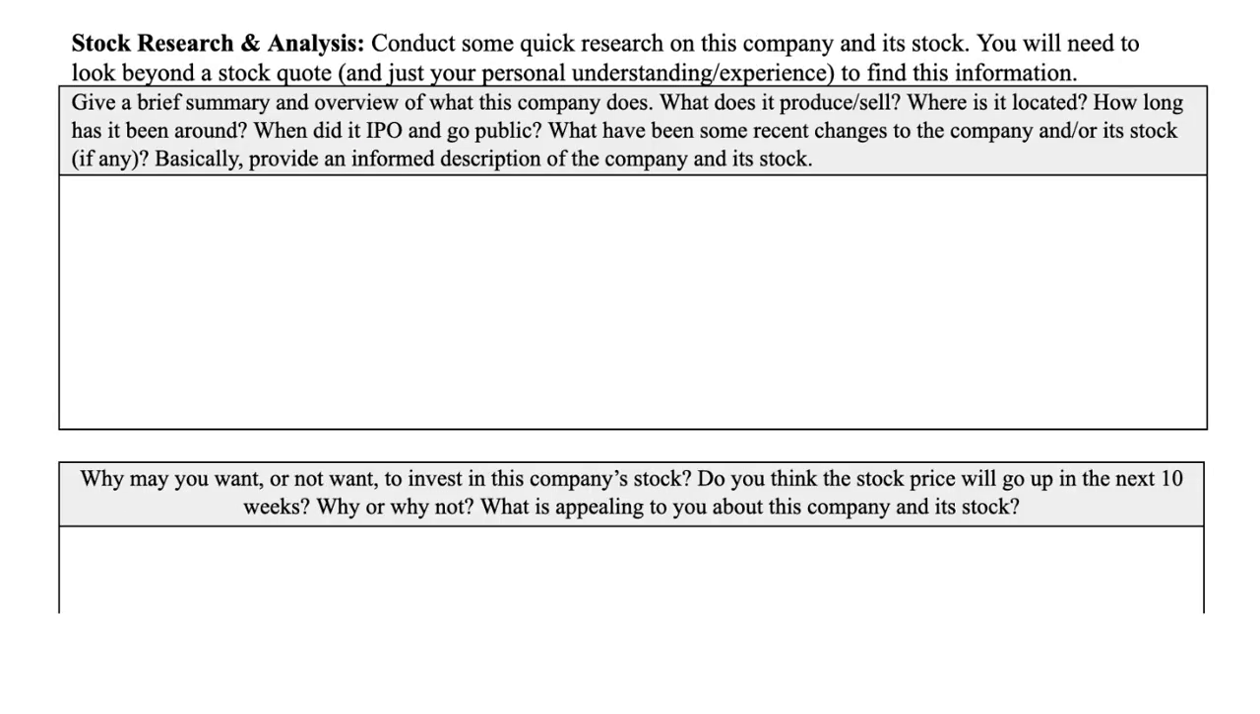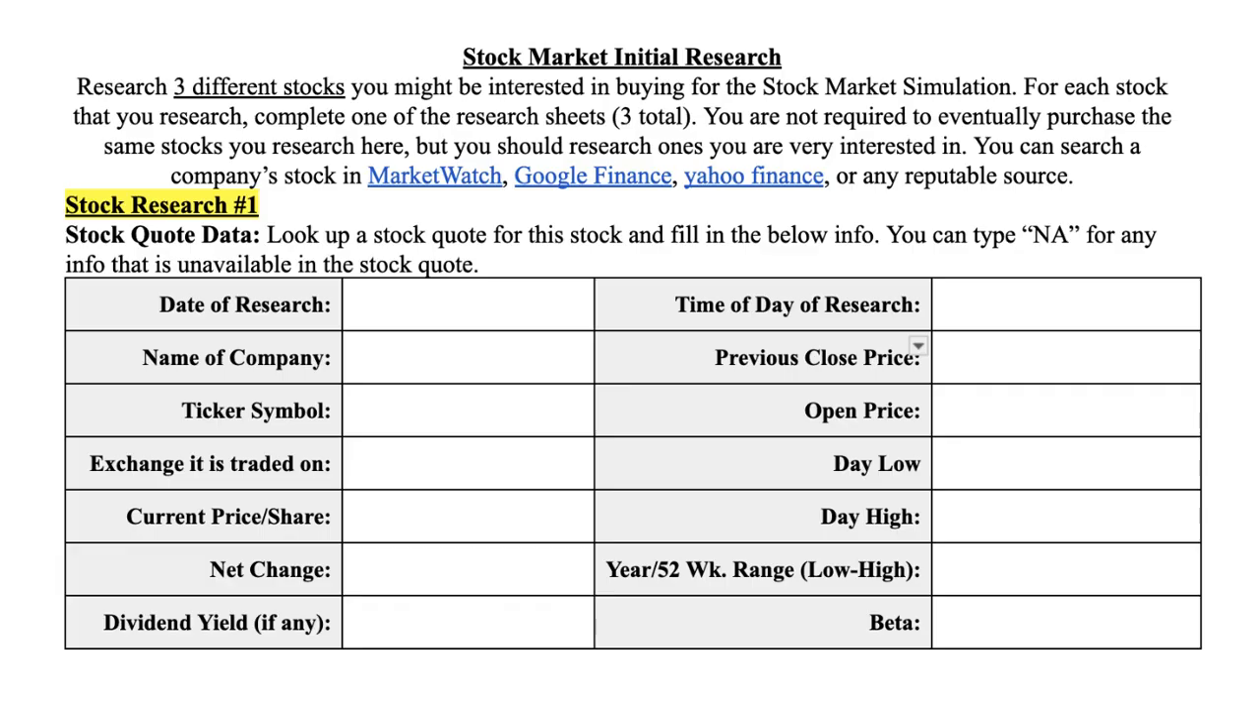Then down here, you're going to write some bullet points, some sentences to give a summary of what the company does, what does it sell, where is it around, when did it do an IPO and go public, what are some recent changes, why are you wanting to invest in this company, do you think it'll go up, why do you think it'll go up in the next 10 weeks, why is it appealing, things like that. Now that information you'll have to do some Googling, right? Type in that company's name and stock, and then click on news, right? That's a good bet.